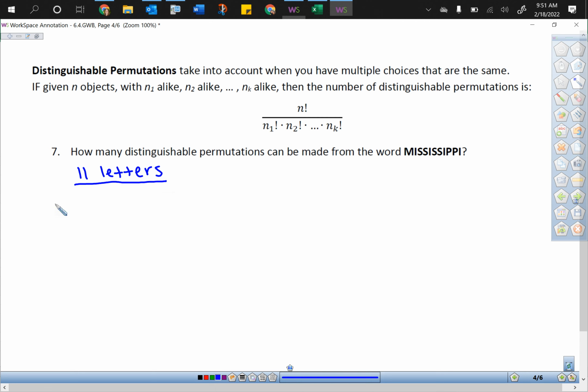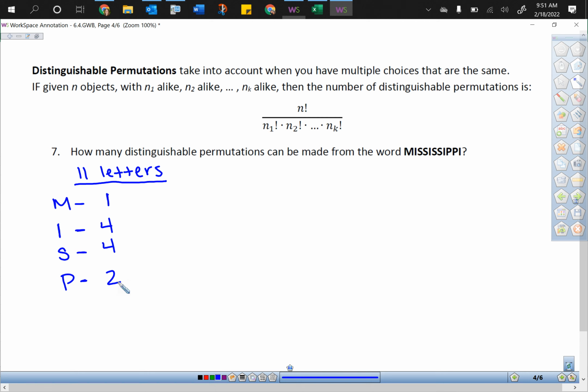Now, we're going to look at this here. Let's start with the letter M. How many times do you see the letter M in the word Mississippi? Once. Then I have the letter I. How many times do you see the letter I in Mississippi? 4 times. What about the letter S? 4. And what about the letter P? 2.